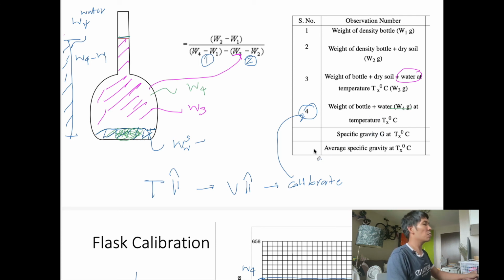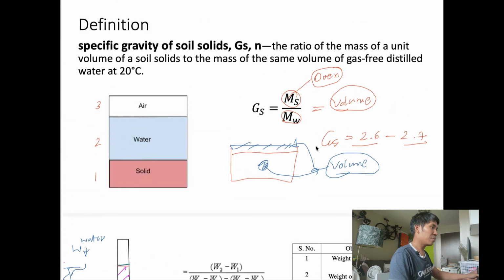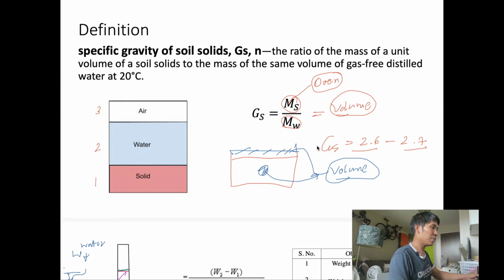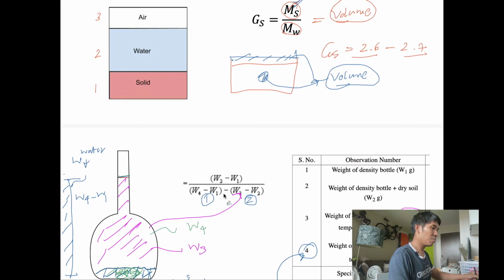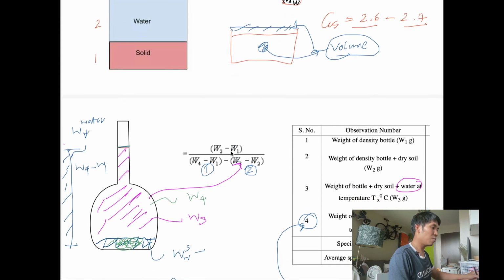Okay, so let's make the conclusion of the specific gravity. Again, for the lab specific gravity, the top part is the weight of dry soil. How can you know the weight of the dry soil? Because firstly, when you add the soil into the water, the soil is not dry. So how can you obtain this part?